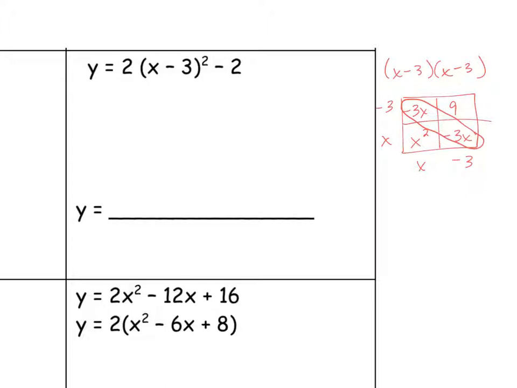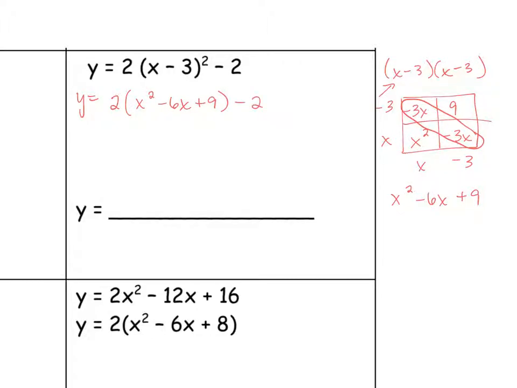So negative 3x plus negative 3x gives us a negative 6x. So if I wrote just this part in standard form, it would be x squared minus 6x plus 9. So I'm going to go ahead and put this back over here, y equals 2, and then in parentheses, x squared minus 6x plus 9, and then minus 2.